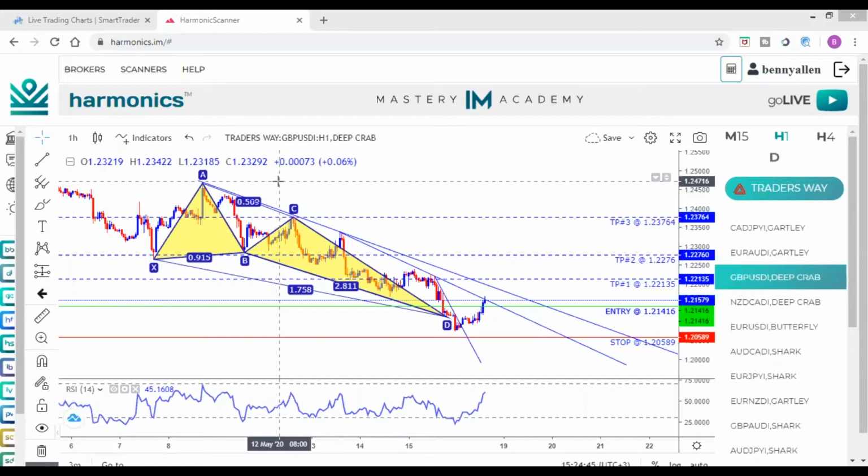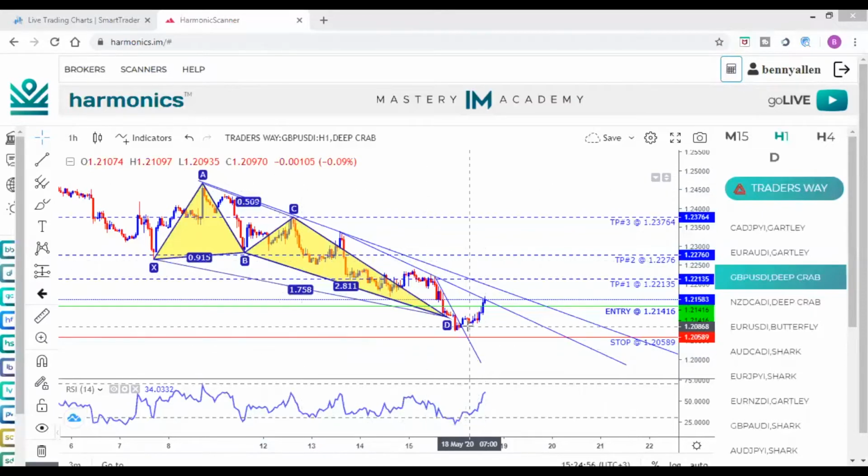So we had an entry point at 121.41. First TP was at 122.13 and our stop loss was at 120.58. So you can see here that we've broken the inner trend line, and now we're right at that outer trend line, just beyond the entry point at 121.41. So let's switch over to our smart trader chart.